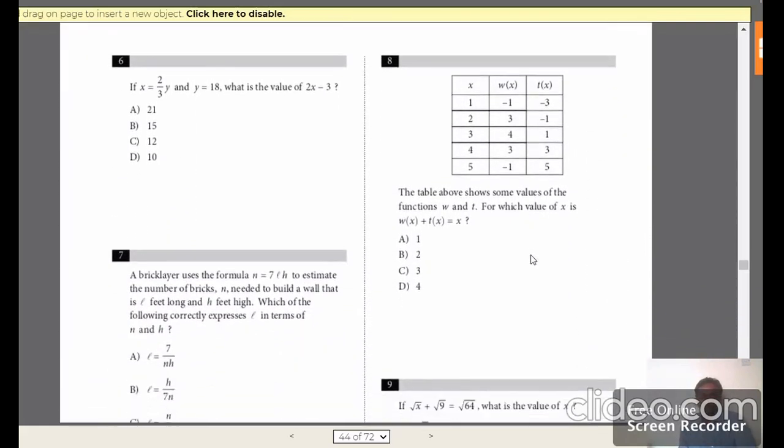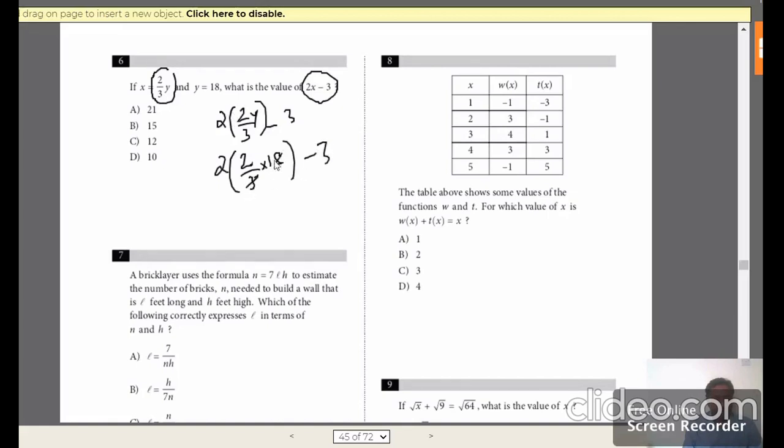Hope you've understood it. Now moving on to question number 6. X value is given in terms of y, and y is also given as 18. We just need to work it out: 2x minus 3. You just have to replace x as 2y by 3, minus 3. It means you will substitute y, which is given as 6, so 3 times 6 is 18, 2 sixes are 12, 12 times 2 is 24, 24 minus 3 is 21. So this is your option.